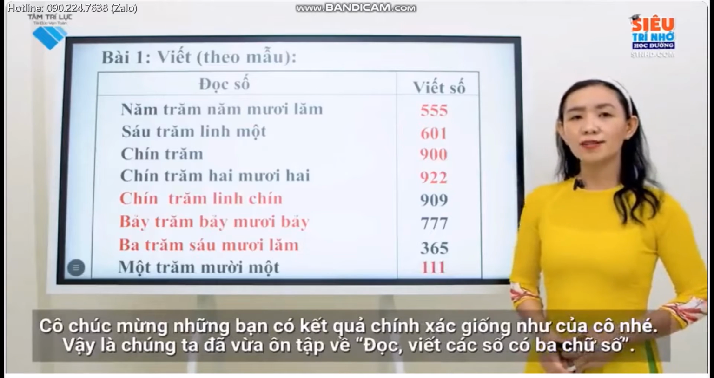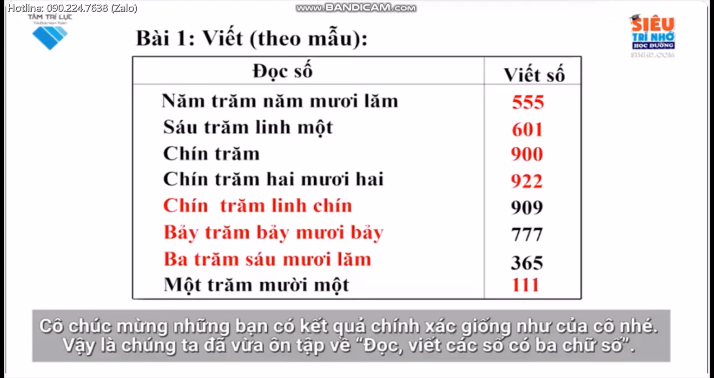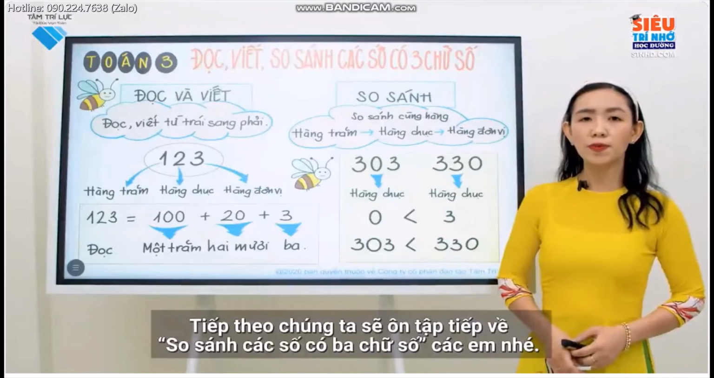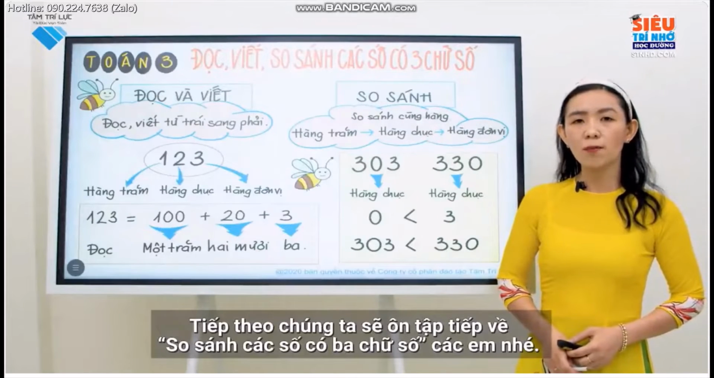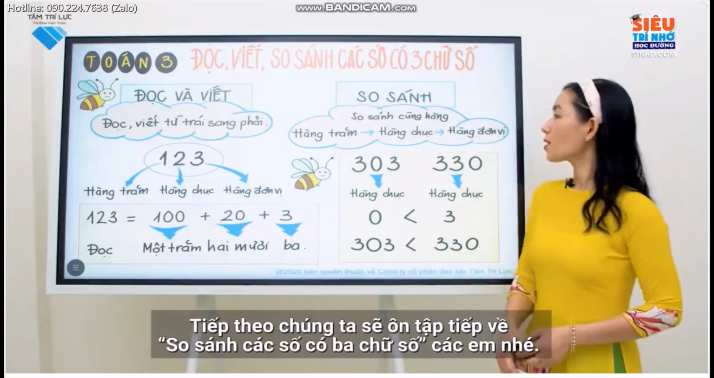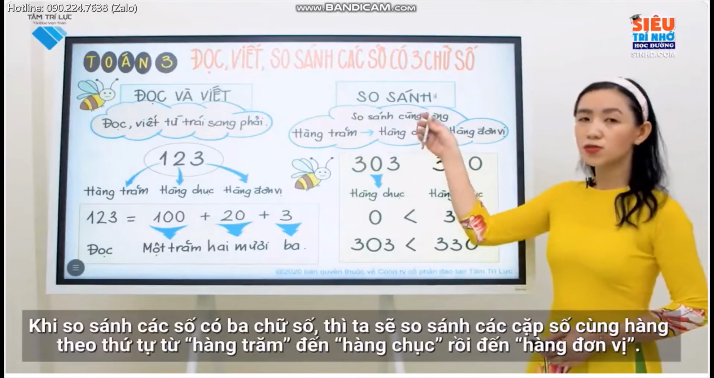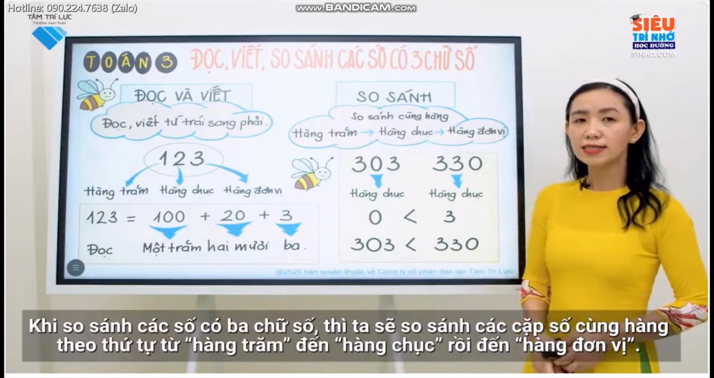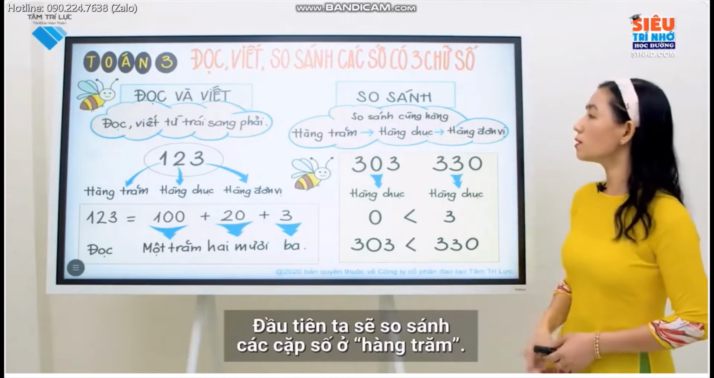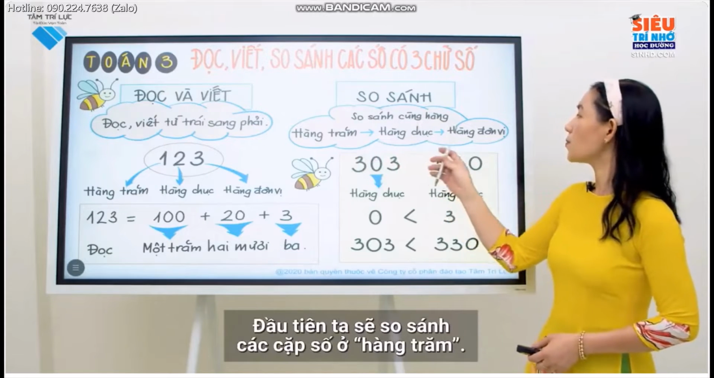Congratulations to those who have the same results as mine. So, we have just reviewed how to say and write three-digit numbers. Next step, we review comparing three-digit numbers. When comparing, we compare pairs of numbers from the hundreds to the units. Firstly, we compare pairs of digits in the hundreds.